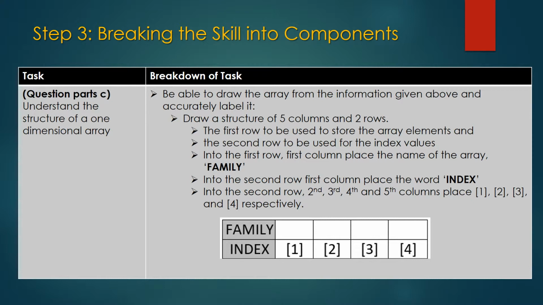Draw a structure of 5 columns and 2 rows. The first row is to be used to store the array elements, and the second row to be used for the index values. Into the first row, first column, place the name of the array, family, as can be seen in the diagram. Into the second row, first column, place the word index. Into the second row, second, third, fourth, and fifth columns, place in square brackets the numbers 1, 2, 3, 4.